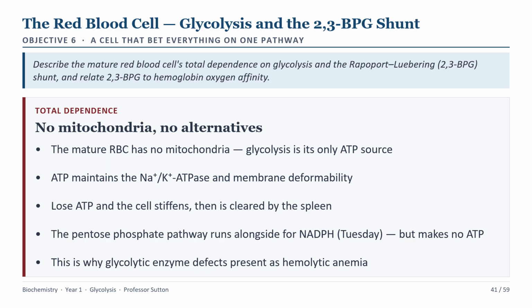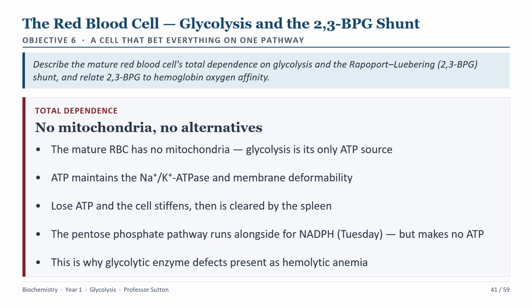The mature red cell has no mitochondria, none. Therefore, glycolysis is its only source of ATP, and lactate is the obligate end product. That ATP has a specific job. It runs the sodium-potassium ATPase and maintains membrane deformability. Lose the ATP and the cell stiffens, loses its ability to squeeze through the splenic cords, and is destroyed by splenic macrophages. That is why a defect in a glycolytic enzyme presents as a hemolytic anemia, and specifically an extravascular one.